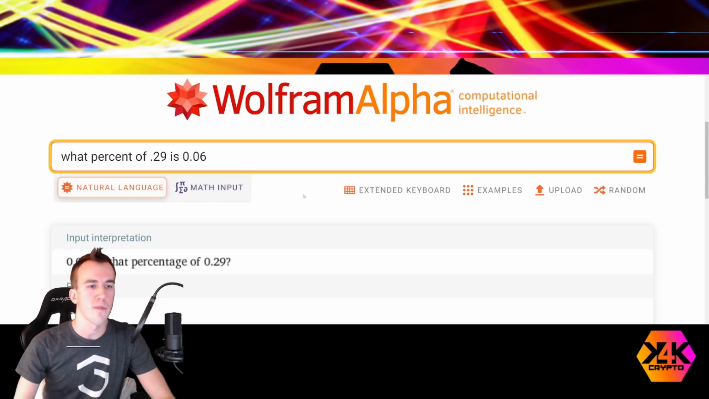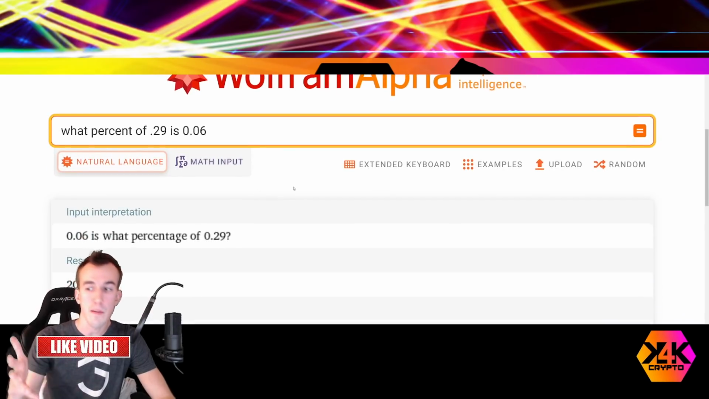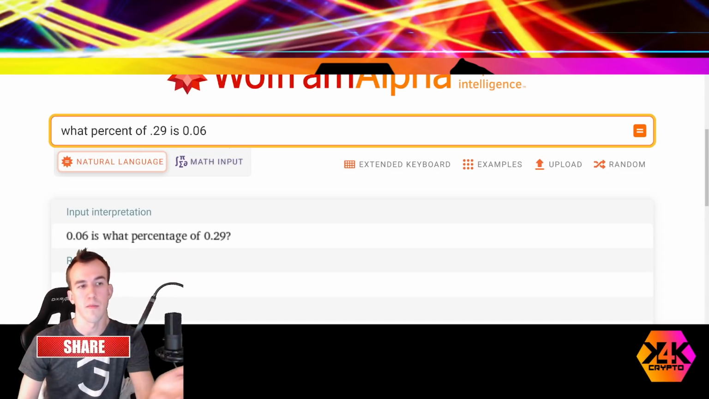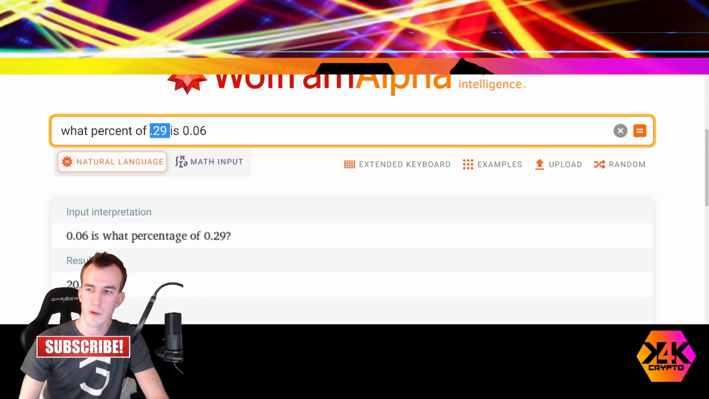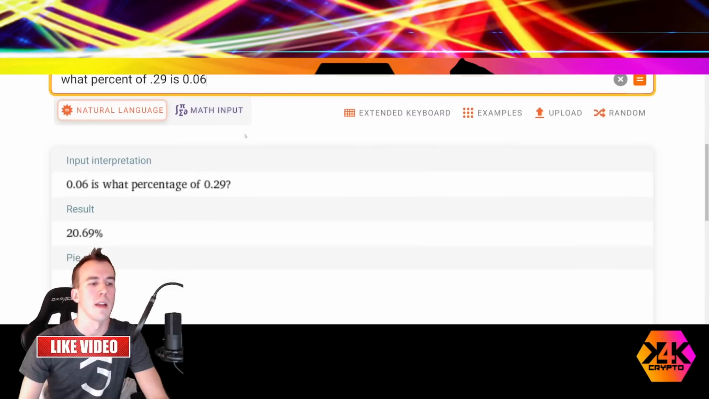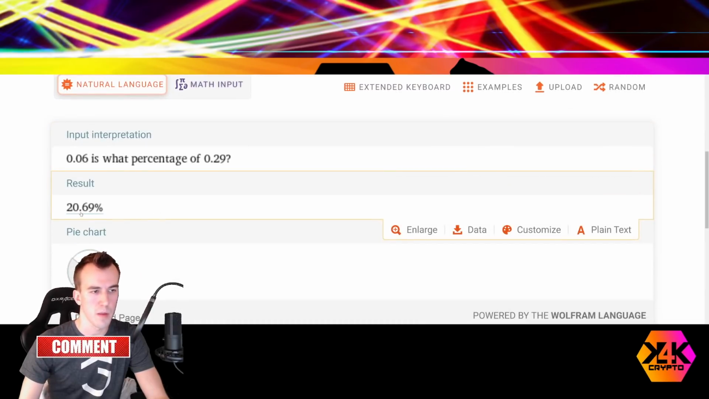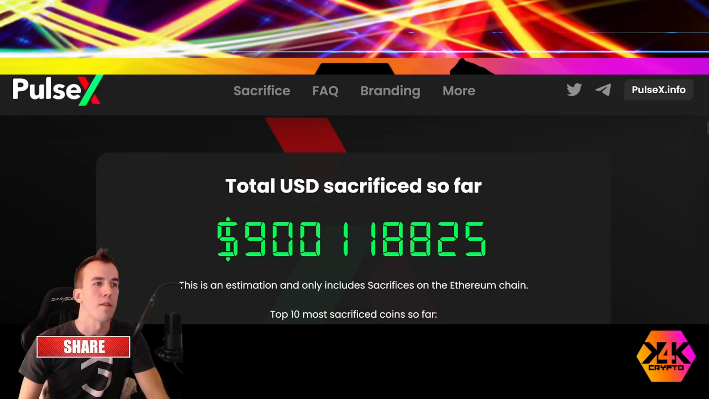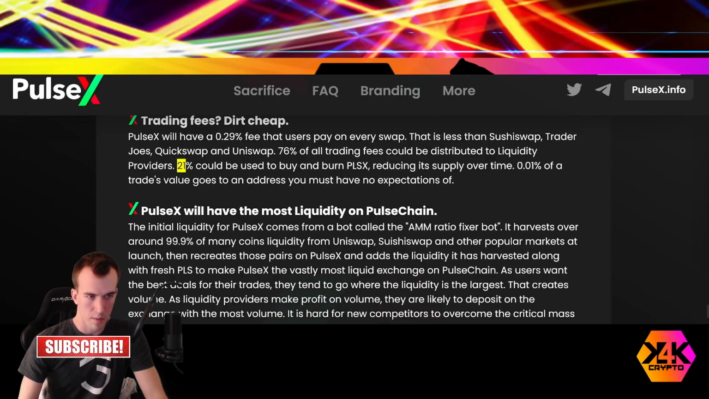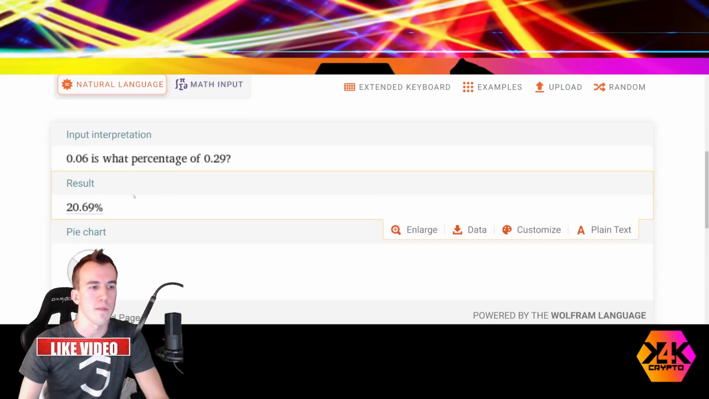Now this is another way you can figure it out if you want to use different math. If you want to know what percent of 0.29 the 0.06 is, because this is the total trade fee, and this is the amount of it that is used for buy and burn, you can figure it's 20.69%. Like we saw on this page, 21%, they're rounding up. So we're actually being more accurate than this page even shows because we're doing the math ourselves.